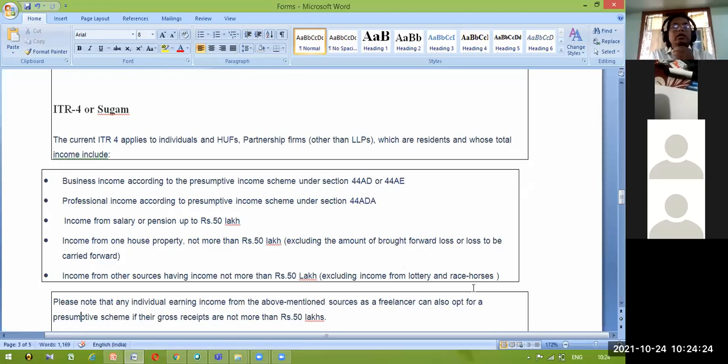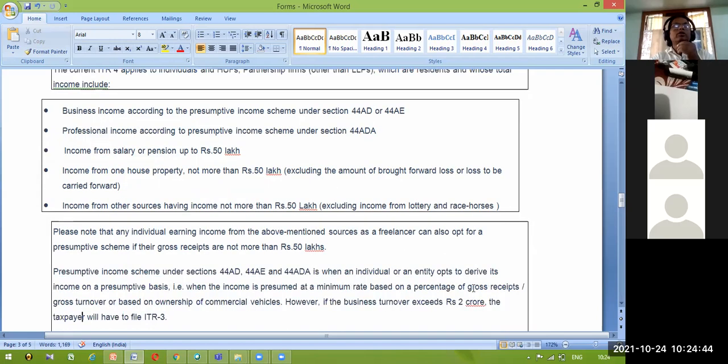But what is the difference? You find it. Income from other sources, having income not more than 50 lakhs. And here also lottery and horse races income will not be included. If you are having lottery income, other sources and horse races income, it will not come to ITR 4. So many things you have to see to determine which form is for you.